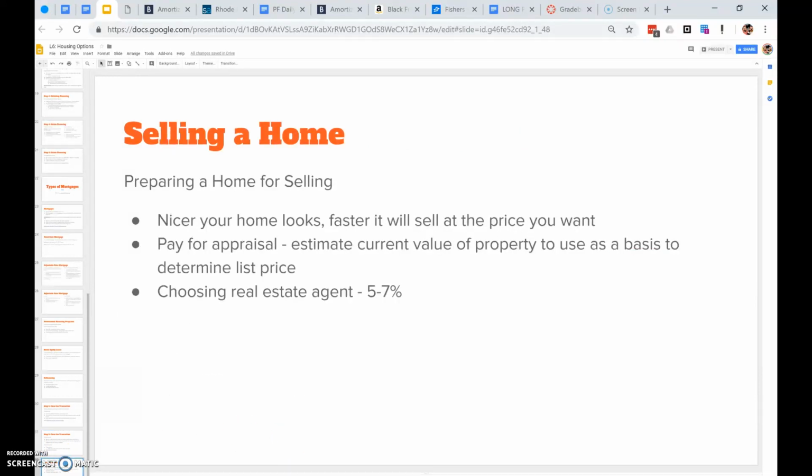Let's talk about selling a home. The nicer your home looks, the faster it will sell at the price you want. So real estate salespeople recommend that homeowners make needed repairs and paint worn exterior and interior areas when preparing a home for selling. They keep the house clean, keep it bright, keep it airy while prospective buyers are visiting. Make sure the lawn is cut regularly. The payoff will be that you can sell your house really quickly. Choosing a real estate agent is kind of expensive. Think about it again with our $200,000 house. 5 to 7% of that will go towards the closing, the real estate agent fees.